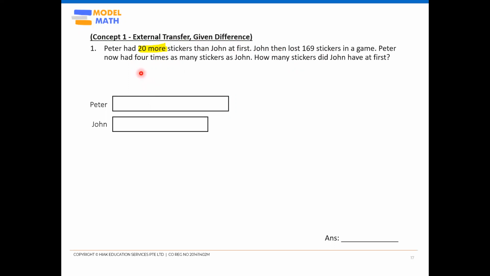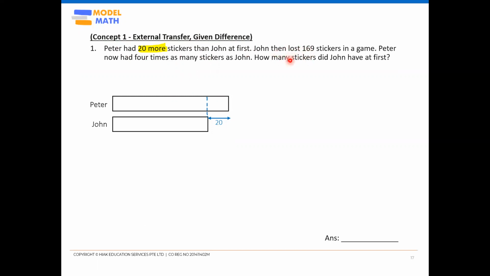When you see this question, don't be worried about the 4 times first because the 4 times happens later. Draw your models by following the flow of the question, from your first sentence, second sentence, then your third sentence. So John has 20 less at first. This is the difference of 20. If you would like, you can cut over here to show the 20, using dotted lines to extend and cut this. It's fine. Now, if you read on, we are going to show John losing 169 stickers.